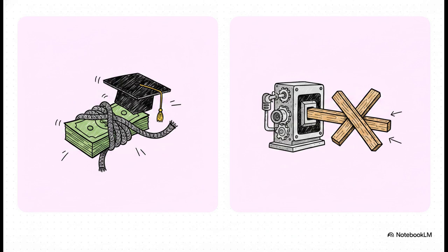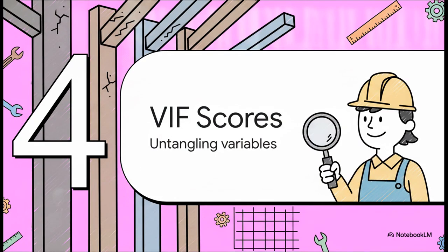Like if we use age as one predictor and then we square that number to create a second predictor called age squared, well, we've just built two overlapping support beams. So for part 4, we need to untangle these variables with VIF. Basically, to find these overlapping support beams before they compromise our build, we gotta call in the building inspector.